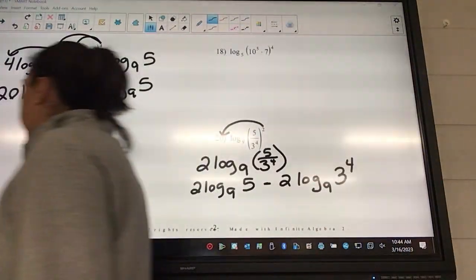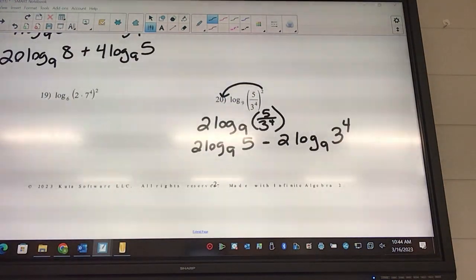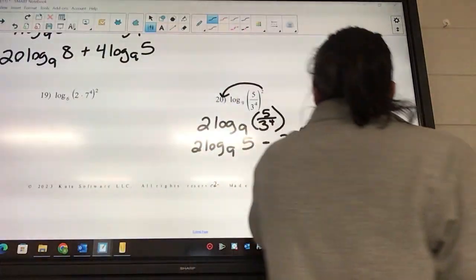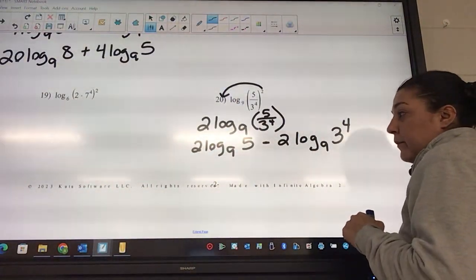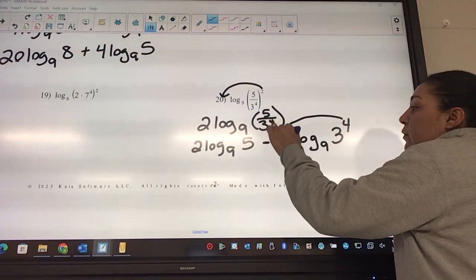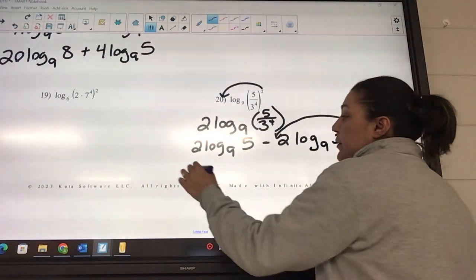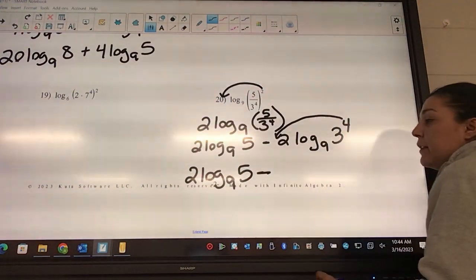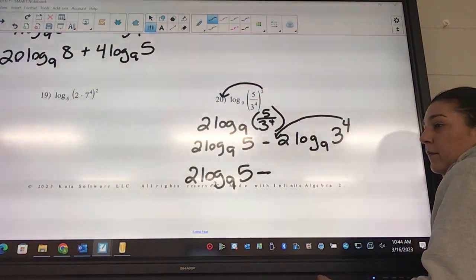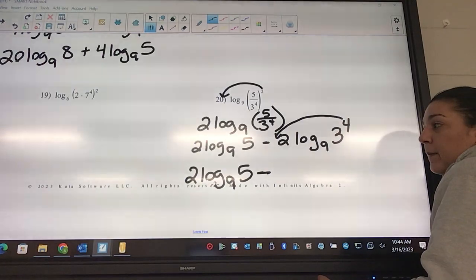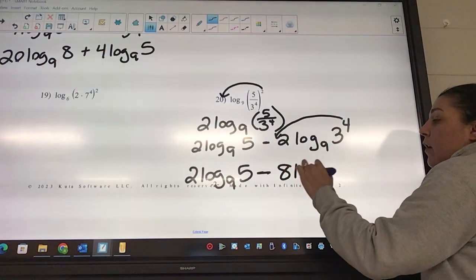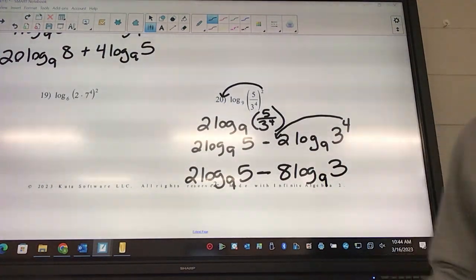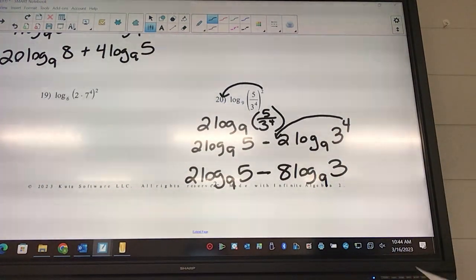Okay, and then what? Put a log. Move the 4 to where? With the 2 right here. So it's going to be 4 times 2. So it's going to look like log 9 of 5 minus what? 8. 8 log 9 of 3. Okay, you guys got 10 to do. Go through and get them done.